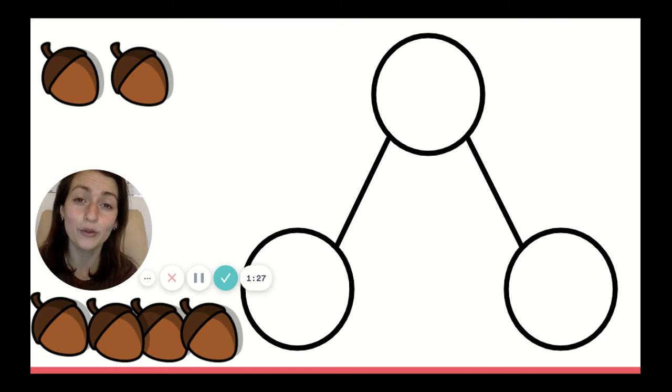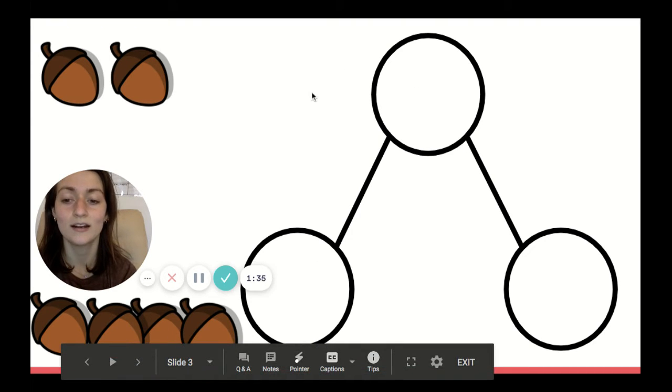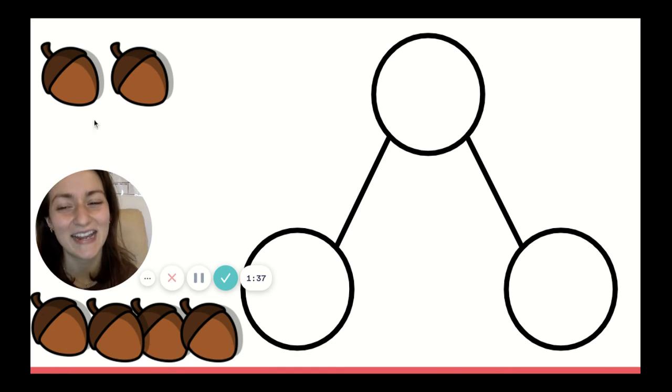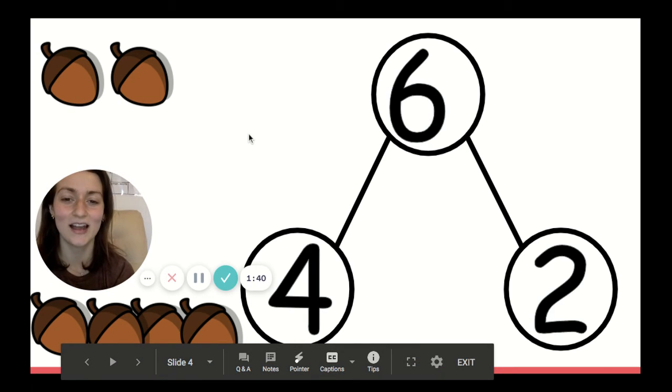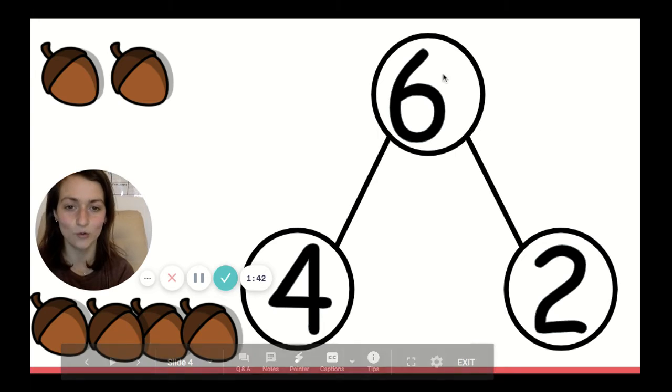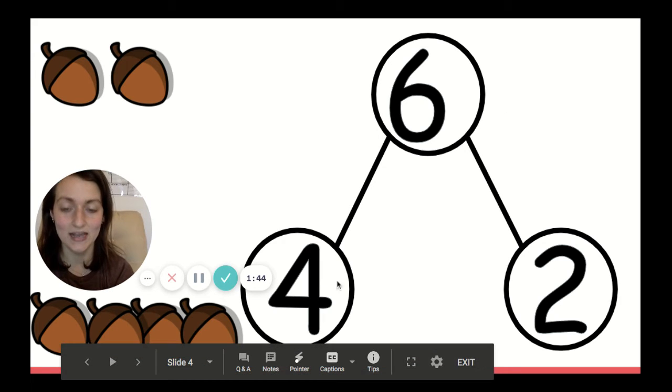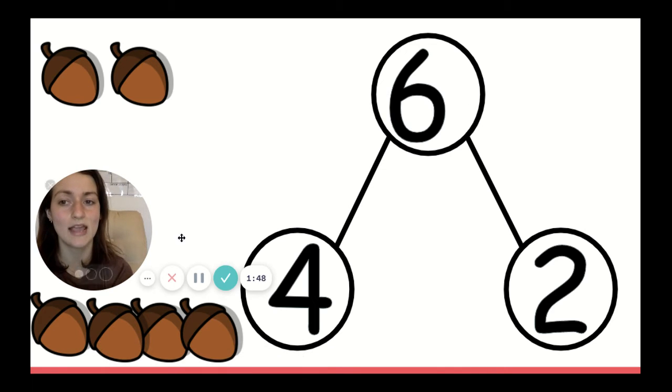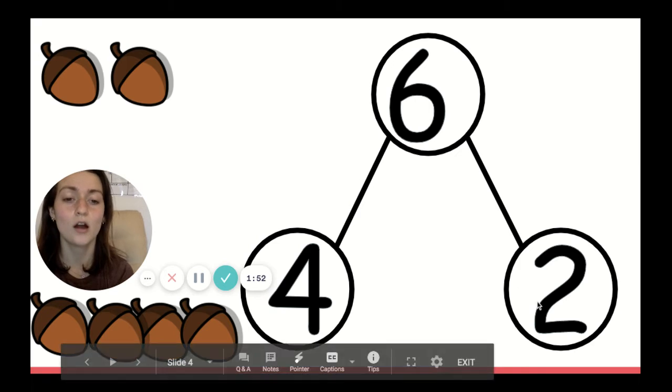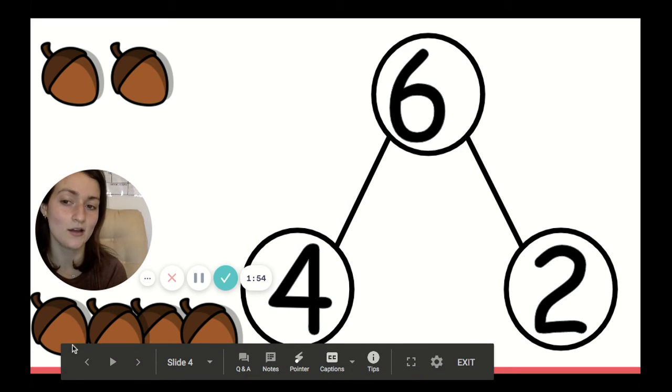Our squirrel broke them up into 2 groups. And how many were in each group? Well, we have 1, 2 in the tree, and 1, 2, 3, 4 in the ground. We have our 6 acorns, our 2 in the tree, and our 4 in the ground. Do you see how that 6 is our whole? That's how many acorns our squirrel has all together. And then our 4 and our 2 are our parts. Part are in the ground, part are in a tree.